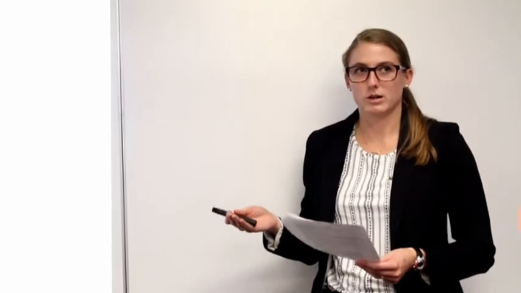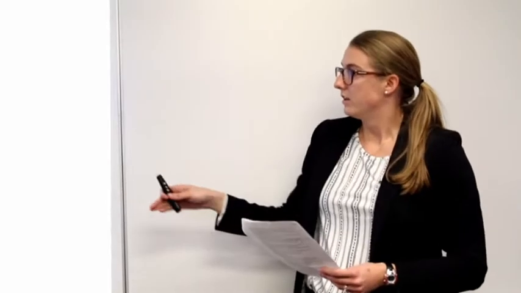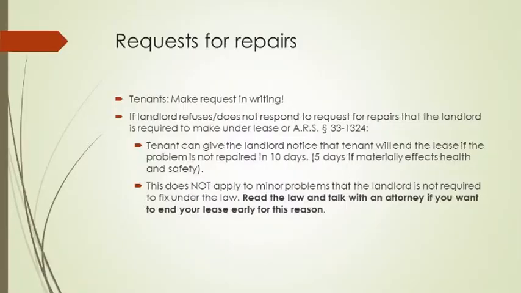So if that happens, tenant, you have some options. They're not always great options, but one option, if the landlord's ignoring your request for repair for something that they're required to do under the law. So that's very important, not just something really minor, like cosmetic things. But if it's something major, the landlord's ignoring your request or they're refusing to do it, the tenant can give the landlord a notice saying, if you don't fix this problem within 10 days, I'm going to end my lease and move out. And it's 5 days if it's something that materially affects health or safety. So you could do a 5-day notice instead of 10.